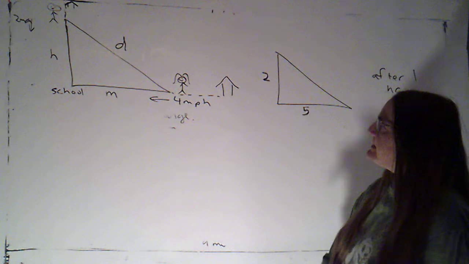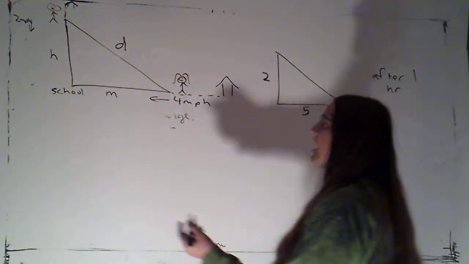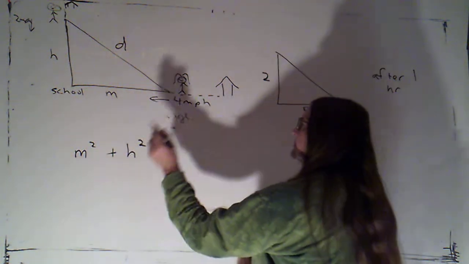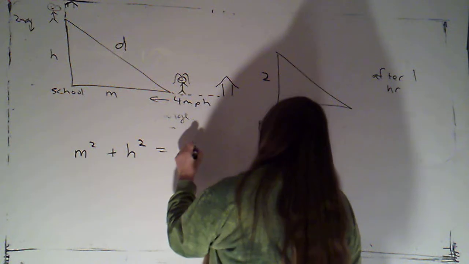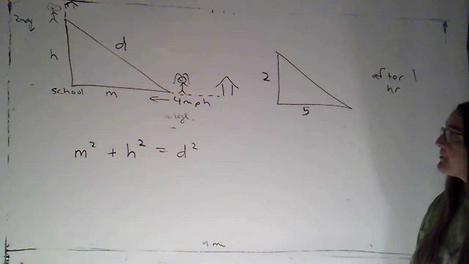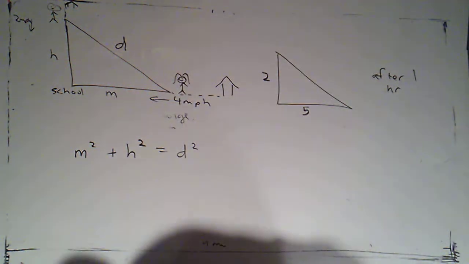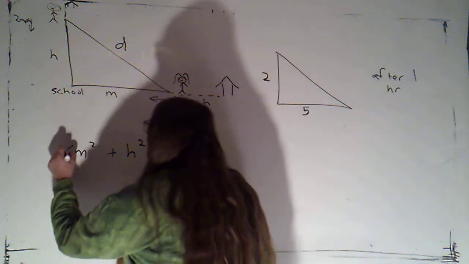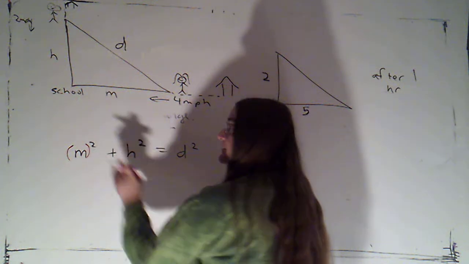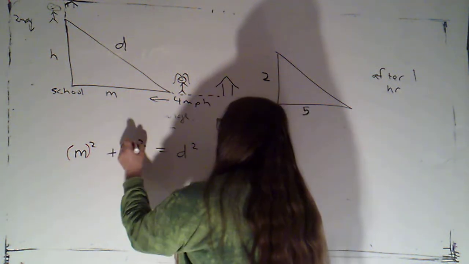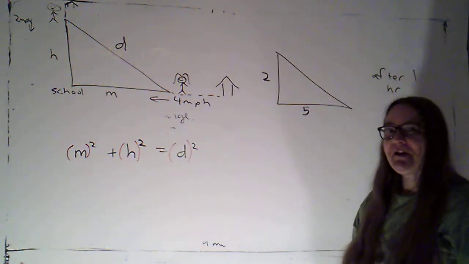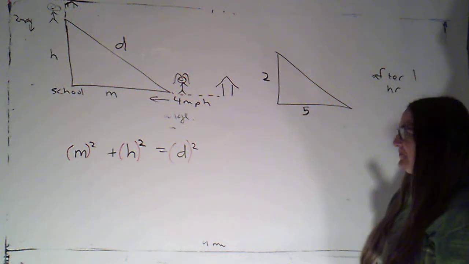And since these distances always make up a right triangle, I know that they satisfy the Pythagorean theorem. So m squared plus h squared is equal to d squared. That's my relationship between 3 functions of time. Now, each of these pieces then is a function composition. This is a function of time plugged into the squaring function. This is another function of time plugged into the squaring function. And this is another function of time plugged into the squaring function.